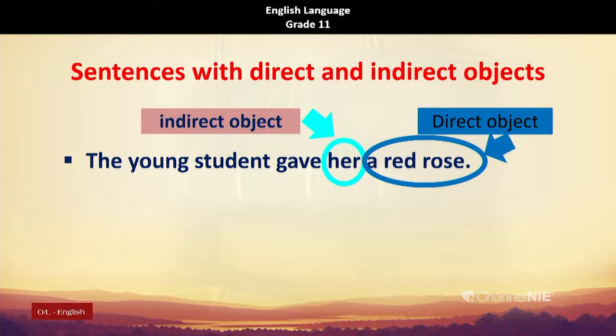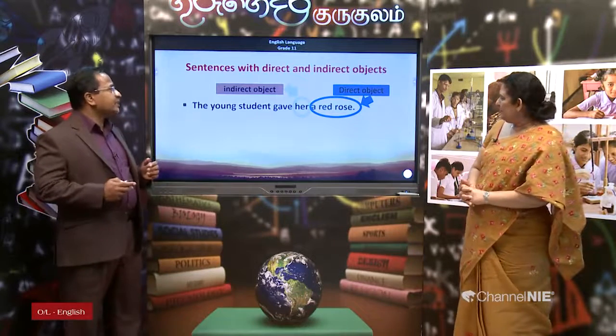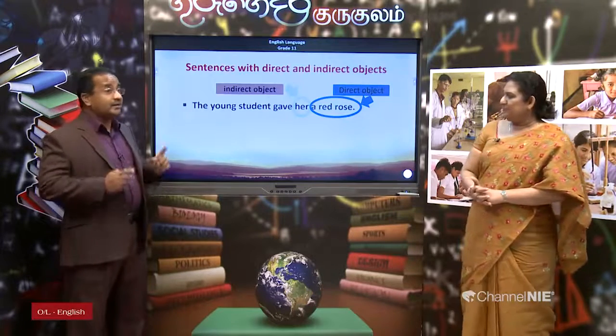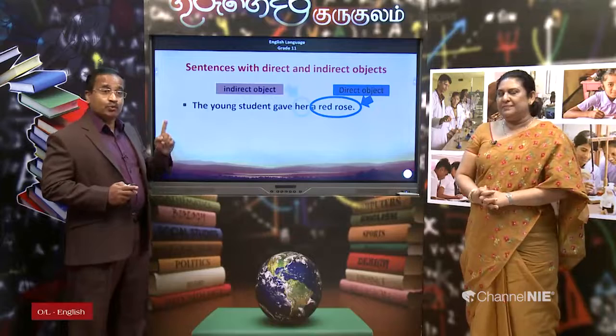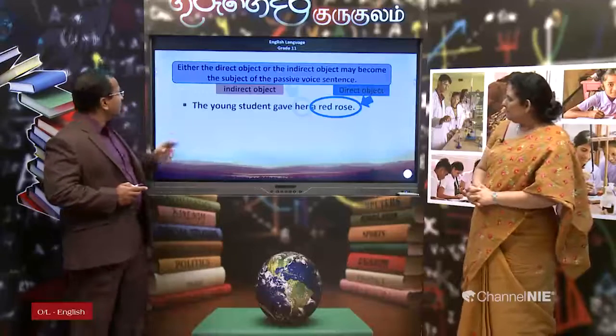Nirmala, when we convert this sentence into passive voice, we generally use the direct object as the subject of the passive voice sentence. But remember children, you can use both the direct object as well as the indirect object as the subject of the passive voice sentences. So that means this particular sentence can be converted into the passive voice in two different ways. One, with the direct object as the subject, two, with the indirect object as the subject, right? Okay, let us see how we can convert.